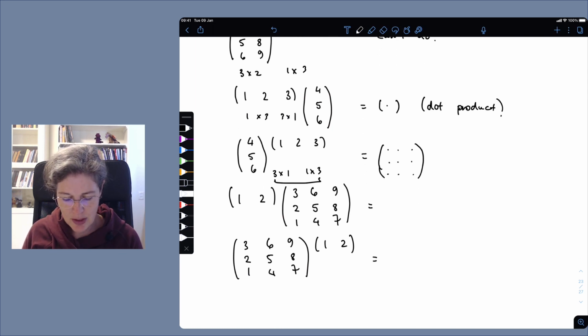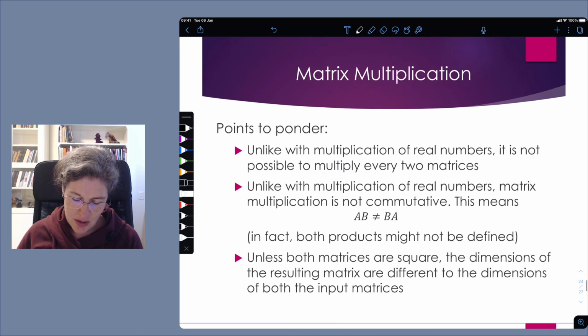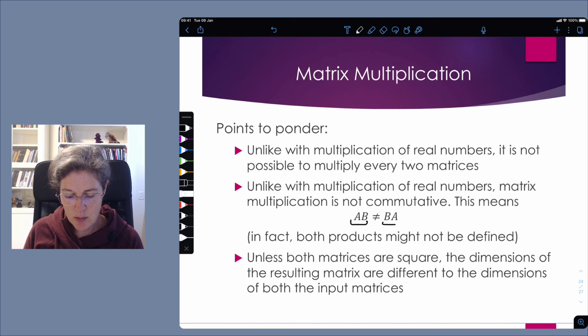And you can have a look at the two examples that I give there. I think for both of them, you can't multiply at all. So this is just emphasizing some of the weirdnesses about matrix multiplication. So just summarizing that, it's not possible to multiply every two matrices, and matrix multiplication is not commutative. So this means you have to be careful about the order. It's not the case that A times B is equal to B times A. And in fact, it might be that AB is defined, but BA isn't.